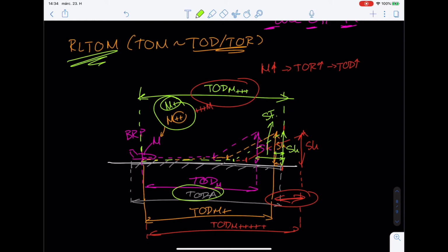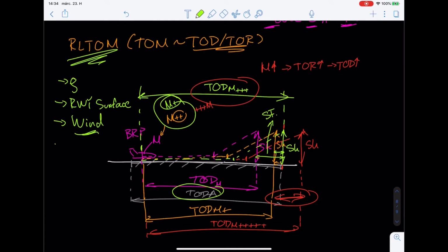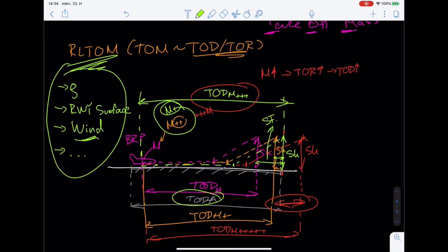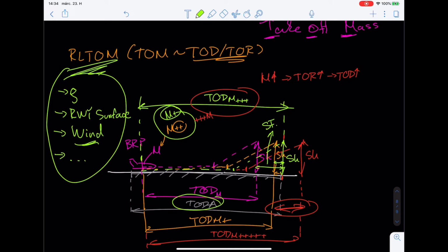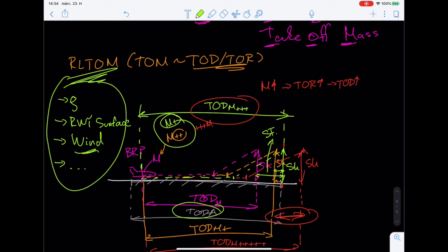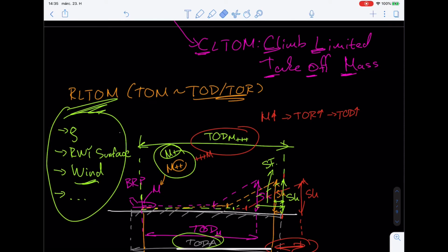And this is going to be a function of density, it's going to be affected by runway surface, and it's going to be affected by the wind, very important, by the wind. So it's going to be affected by quite a few factors, and these things can change from day to day, within a day, of course, from minute to minute basically. So this runway limited takeoff mass we always need to calculate, right?